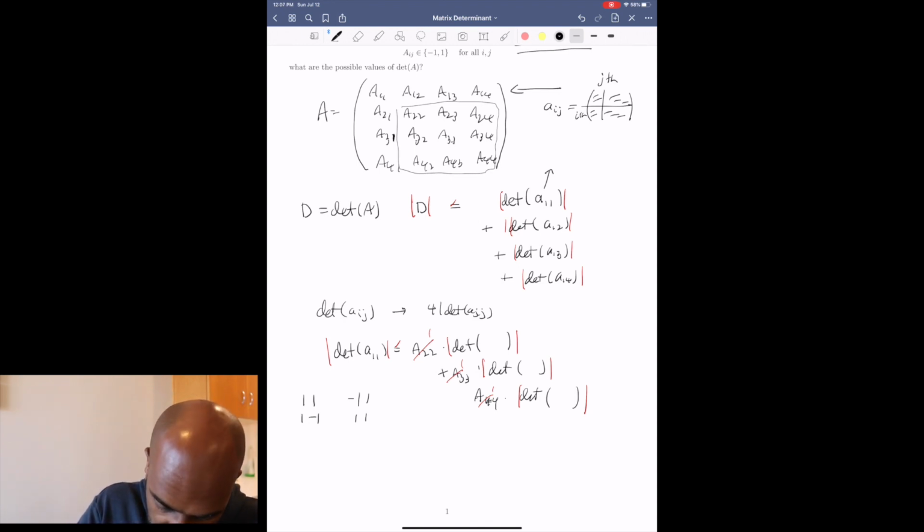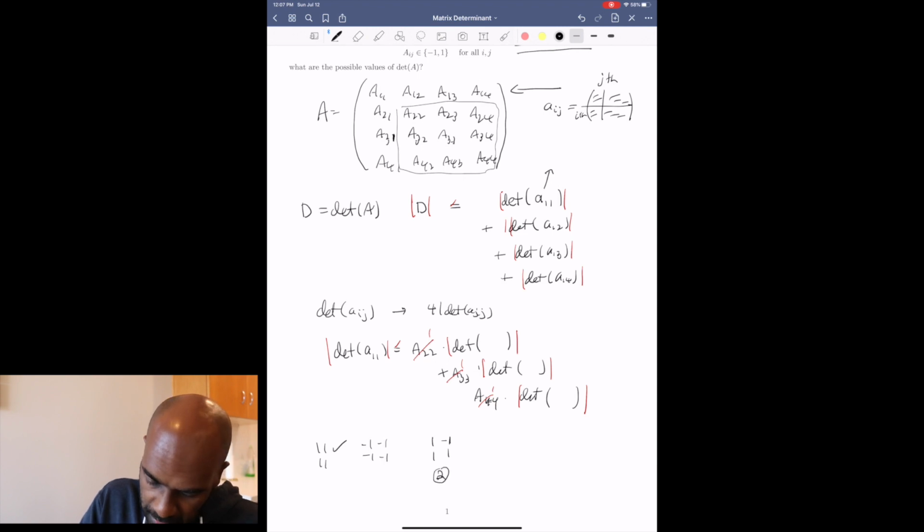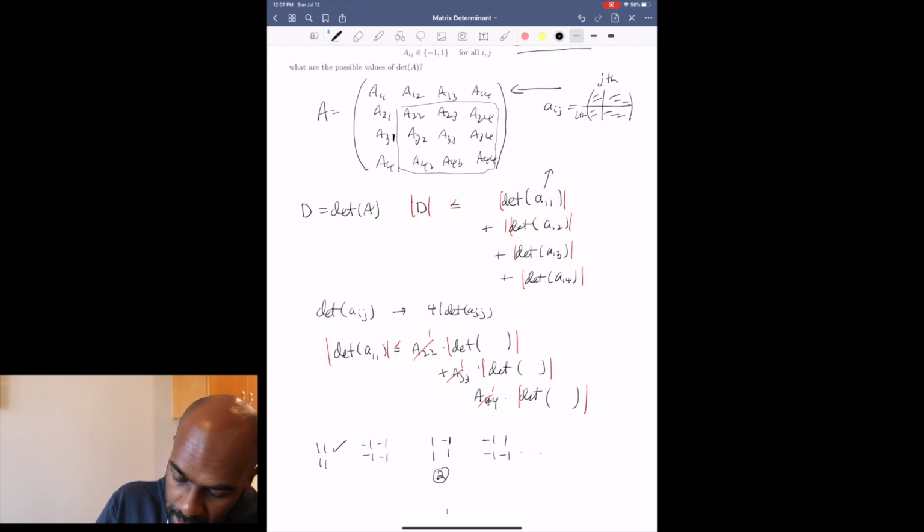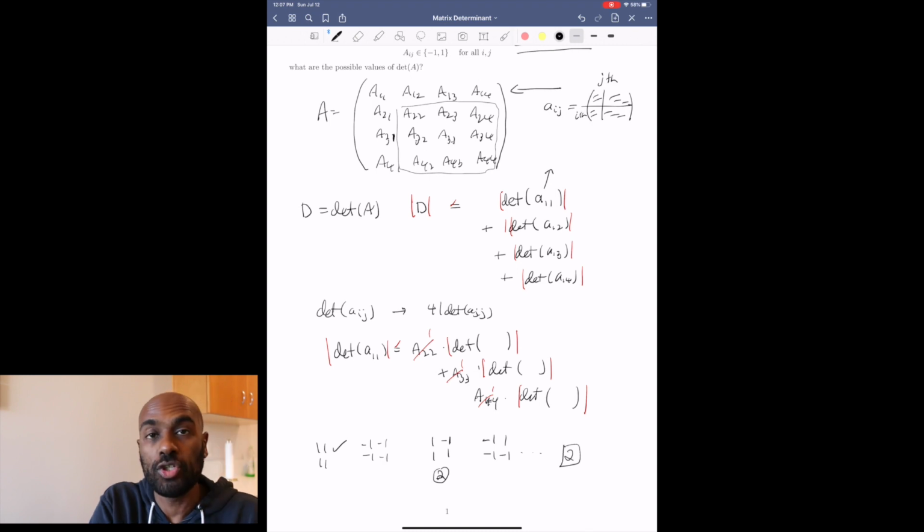So first of all, this matrix here has determinant 0, and so does this one. Okay, then you have a matrix like this, whose determinant is 1 minus negative 1, so that's 2. And then you have the negative of it. And you can see how this goes on. And it turns out, no matter what, that the determinant is going to be at most 2 in absolute value. You can't get anything larger than that. You can see that actually explicitly.